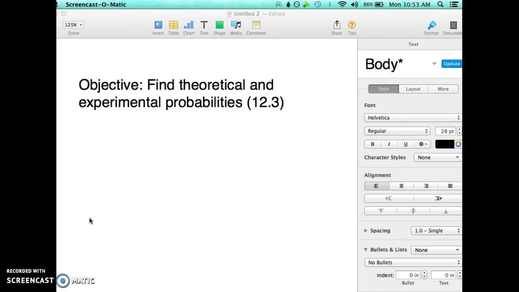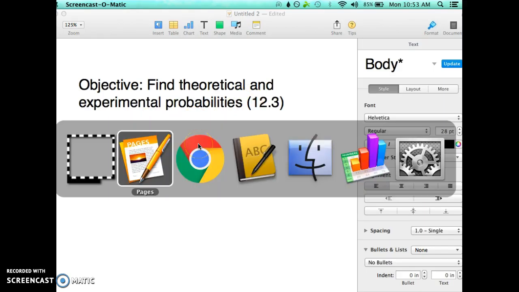This is part two of our 12.3 lesson. In part one, we just looked at a couple of probability problems, a real brief intro to probability, and basically found that probability, the way we're talking about it, is essentially when you take.